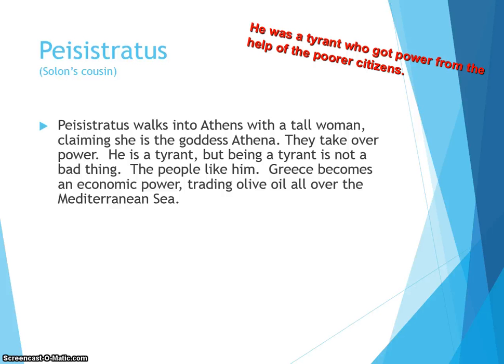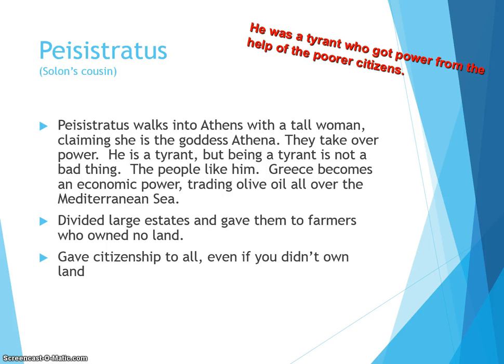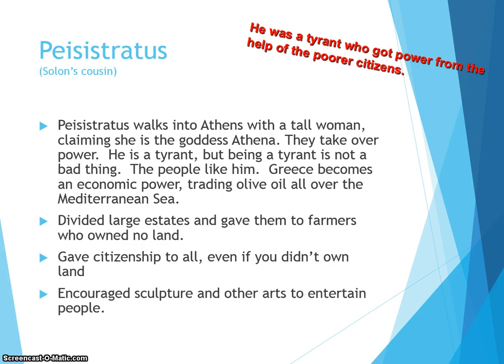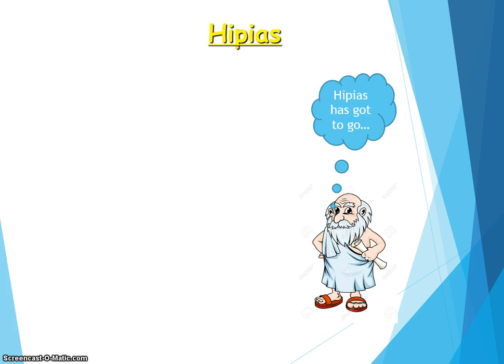Greece becomes an economic power, and they trade olive oil all over the Mediterranean Sea. He divides the largest estates up and gives them to farmers who owned no land at all, and gives citizenship to all, even if you didn't own land. Okay, so this makes the poorer people happy. He encourages sculptures and other arts to entertain the people, and when you have a society with arts, it generally means the society is doing pretty well. So overall, not a bad dude. However, he's not going to be around forever.